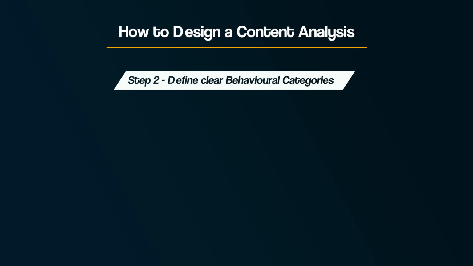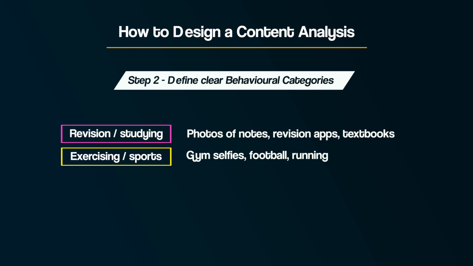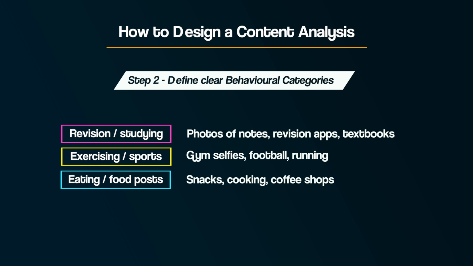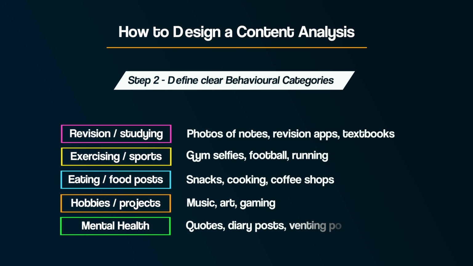For year 13 students, categories could include revision or studying, so photos of notes, revision apps and textbooks. Or exercising and sport, such as gym selfies, playing football or going running. Or eating and food posts like snacks and cooking or going to coffee shops. Or hobbies or creative projects such as music, art or gaming. Or mental health and mood posts such as quotes or diary posts or venting posts. The key is to have categories that are mutually exclusive and don't overlap with one another and are clearly defined, so everyone coding the posts would classify them the same way.